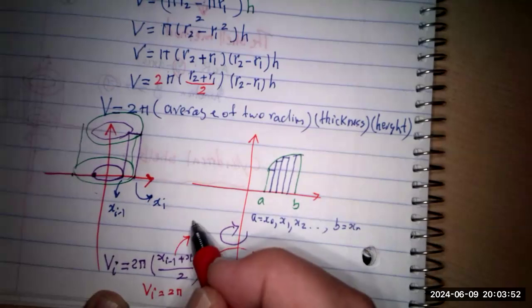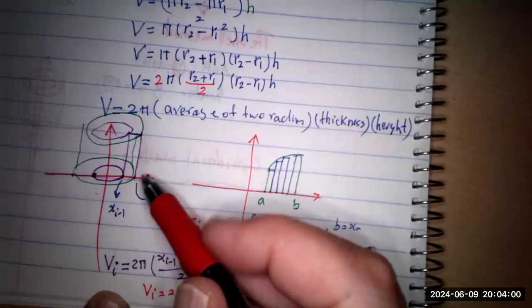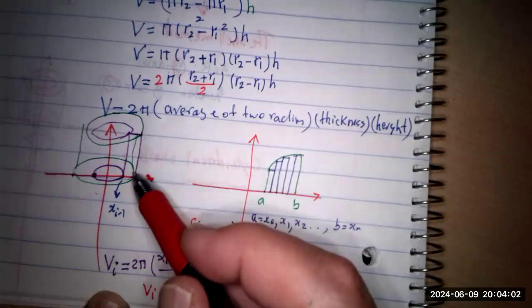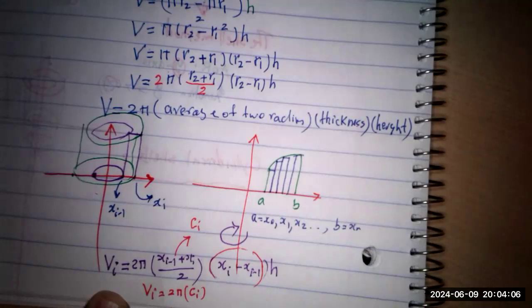We are going to call it a point, c_i, times h. h is the thickness. The thickness is going to be just the y coordinate of the point. So this is going to be delta x_i, and the h would be something like f of c_i.